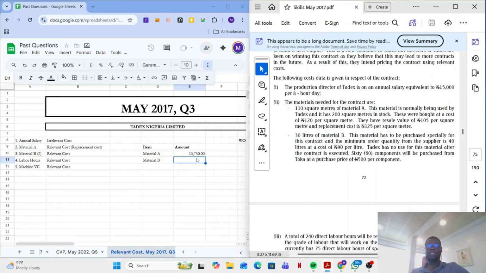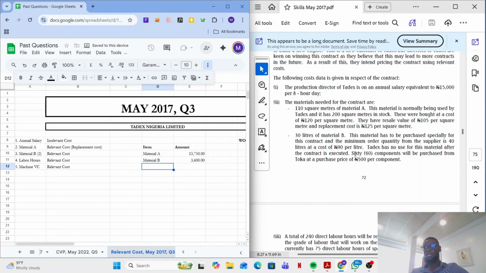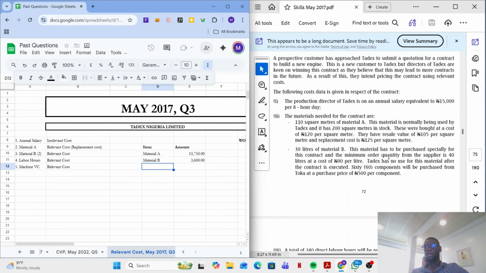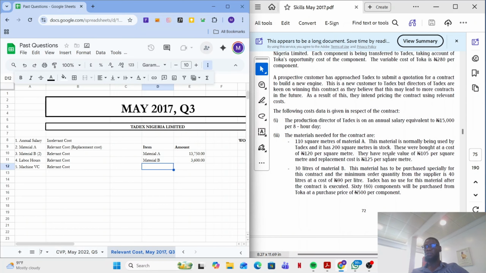And that 40 liters is at 19 naira. So we have the cost of 40 liters. Please don't use 30 liters, because in this case the minimum they can buy is 40 liters, even though it is only 30 liters that they need for the project. Okay, and the next part says Thales has no use for this material after the contract is executed. 60 components will be purchased from Toka at a purchase price of 500 per component.